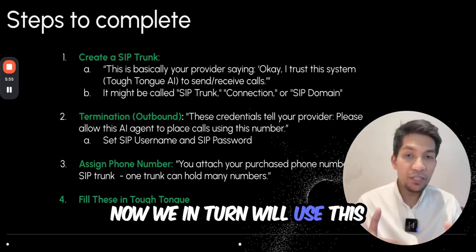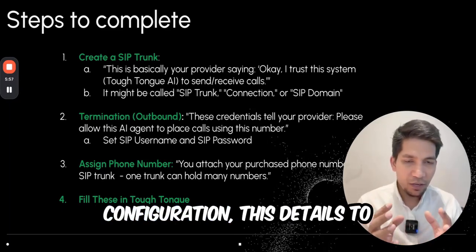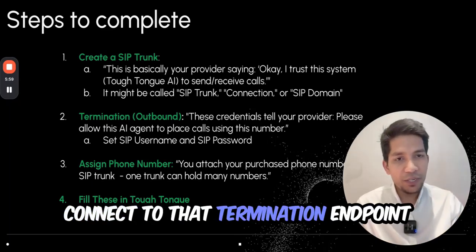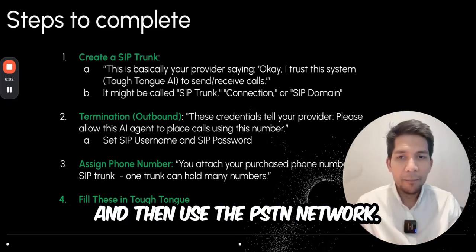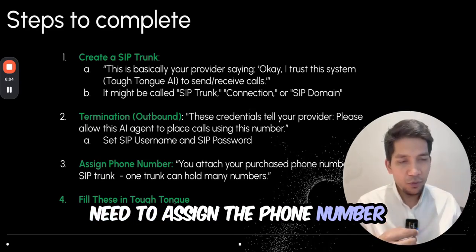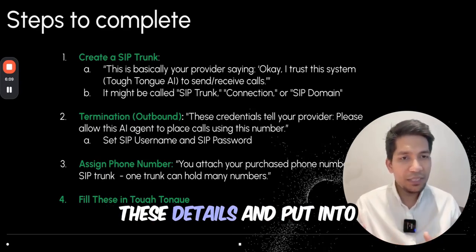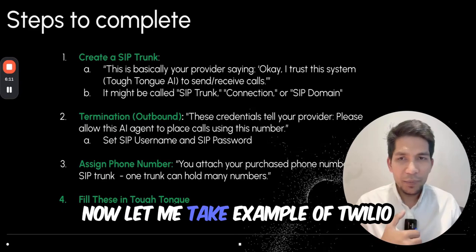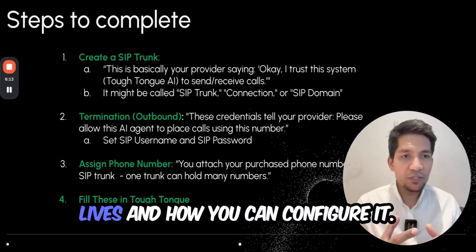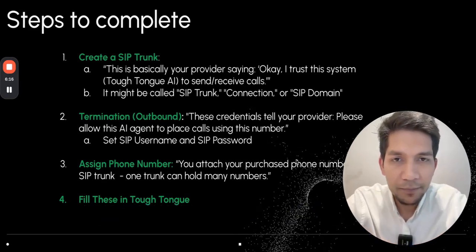We in turn will use these configuration details to connect to that termination endpoint and then use the PSTN network. At the last step, you also need to assign the phone number that you might have purchased earlier or can purchase at that time, and then pull all of these details and put them into Tuftung AI. Now, let me take an example of Twilio, where all of this configuration lives and how you can configure it.